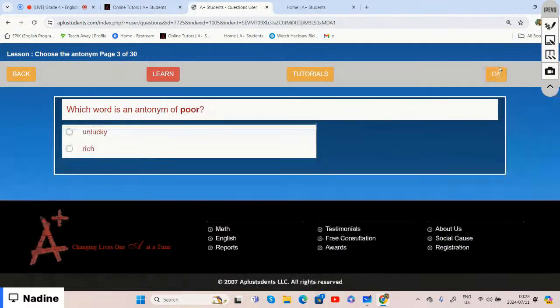All right, the next one. What is the opposite or the antonym of poor? Is it unlucky or is it rich? So if you are not poor, are you unlucky or are you rich?